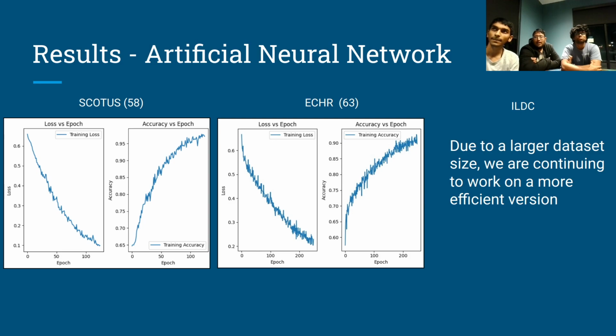So lastly, coming to the artificial neural network, we can see that in the SCOTUS dataset, on the training data, the model achieved an accuracy of 99%, but with the testing data, the model seems to have achieved an accuracy of 58%. This means that the model was slightly overfit. Coming to the ECHR data, we see that the model achieved a training accuracy of close to 91%, but the testing accuracy was close to 63%. Lastly, with the ILDC dataset, since our dataset is so vast, we have to develop a more efficient version of the algorithm to truly make a reasonable comparison between these models.